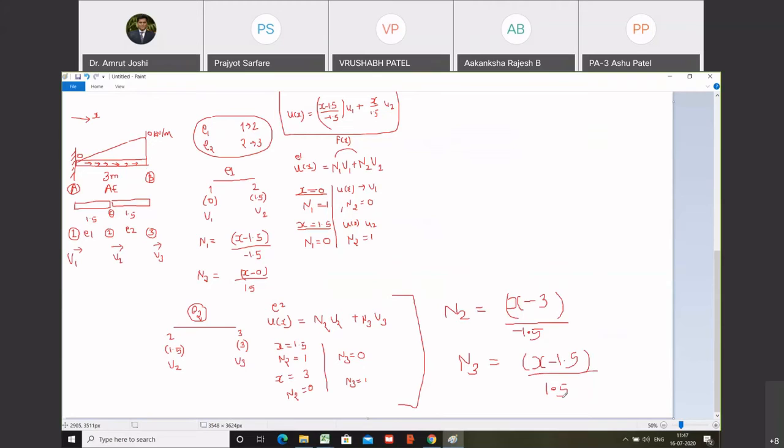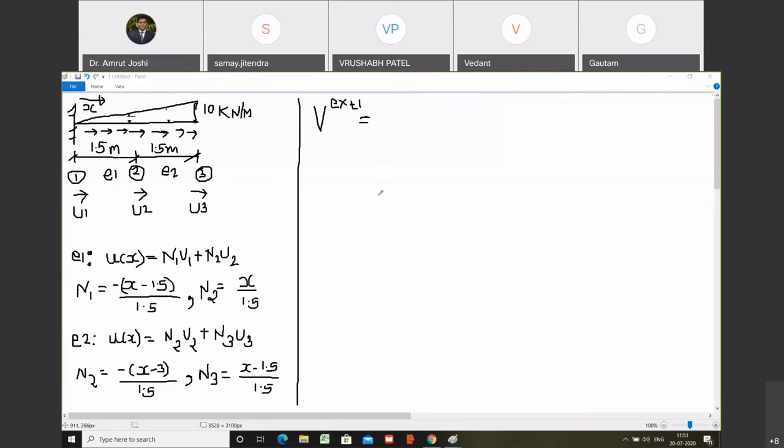Now what is u of x in the second element? It is x minus 3 upon minus 1.5 times u2 plus x minus 1.5 by 1.5 times u3. Do you agree with me? Yes, sir. So now we are able to express u of x anywhere in the entire beam AB. Do you agree with me? Yes, sir. Let us take this problem forward.